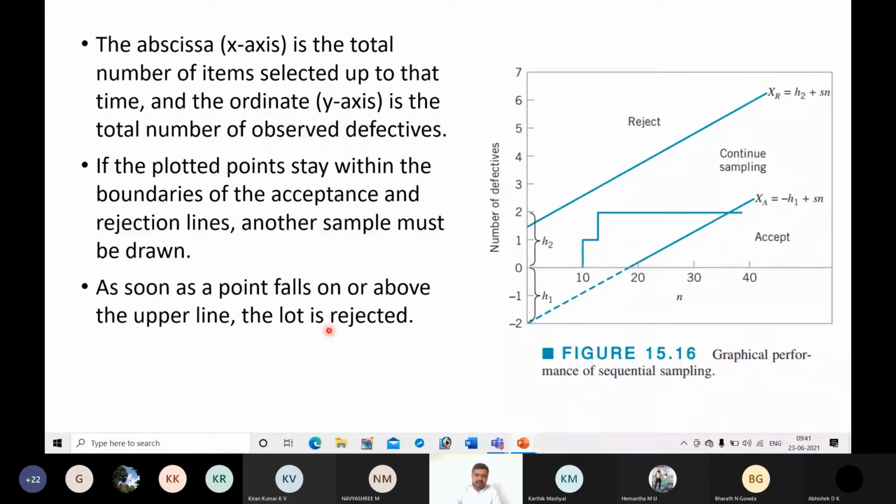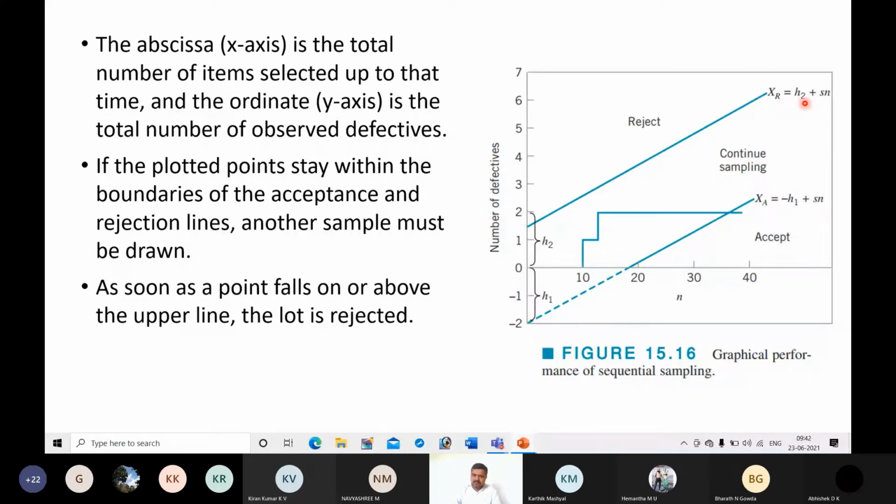As soon as the point falls on or above the upper line, the lot is rejected. Initially, using this equation xa, that is this acceptance line. This inclined line is called the acceptance line. It is decided based on the equation xa is equal to minus h1 plus sn. This is the rejection line. It is decided by the equation xr is equal to h2 plus sn. What do we mean by h2, s and n? How can we find that? All those things we will discuss in the next slides.